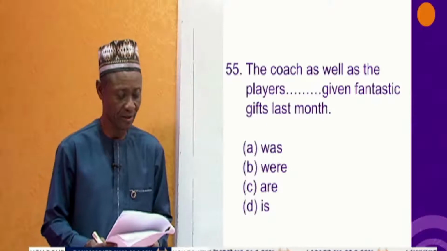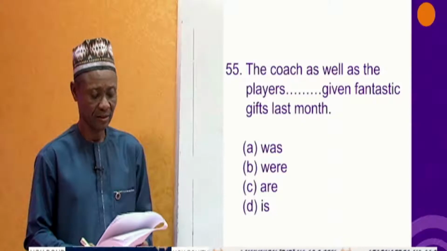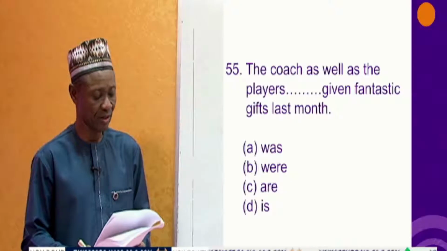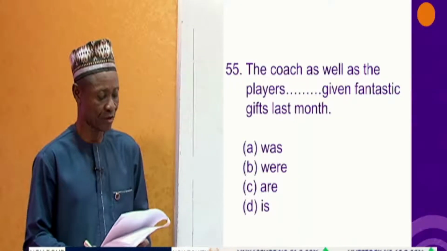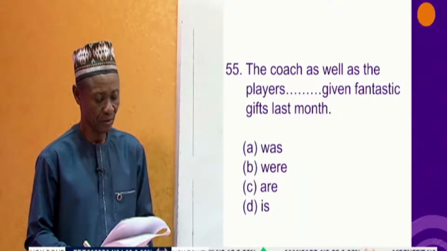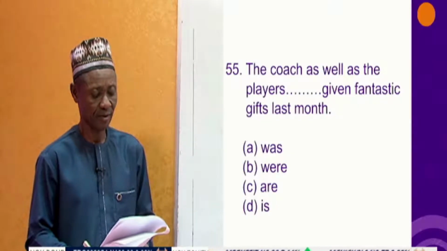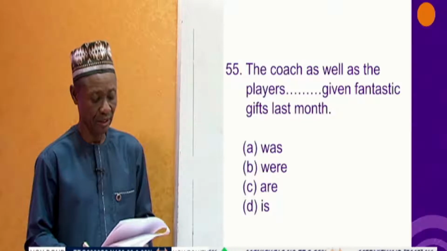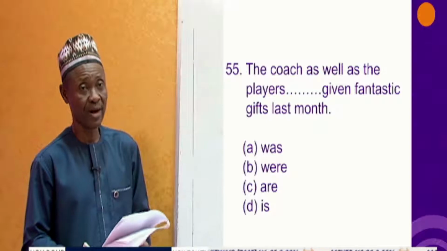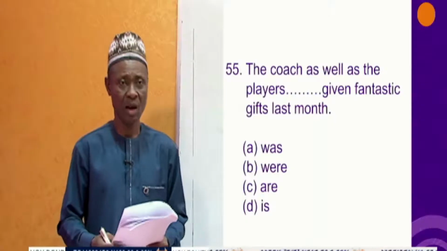The next question is question number 55. The coach as well as the players dash given fantastic gifts last month. This question is derived from concord of subordinated subject. Options are A, was. B, were. C, are. D, is.